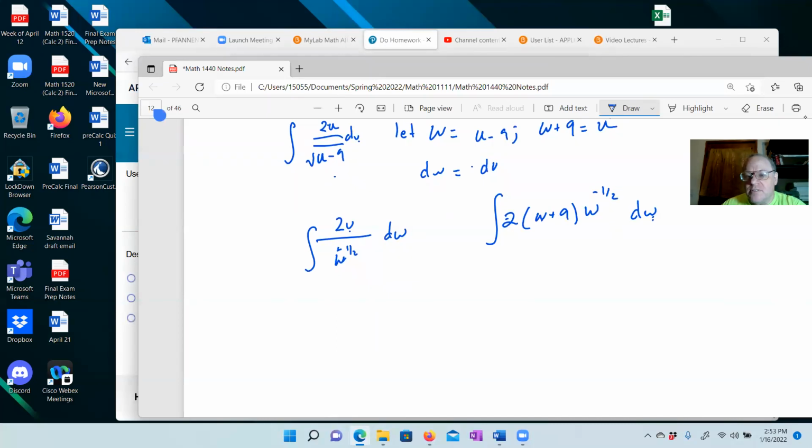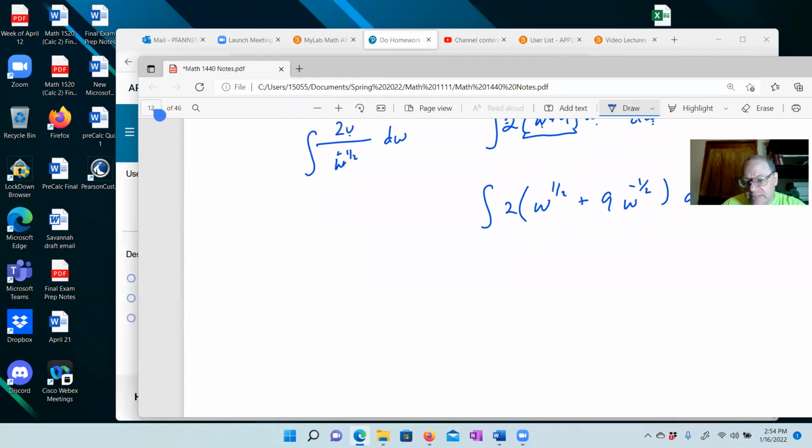Then I've got this. Now, since this is not all within a square root, right? We don't have a plus sign inside of a square root. We have just a term inside of a square root. We can multiply this. Okay, so this is going to be 2w. It's the same base, right? So what do we do when we have the same base? We add the exponents. So this is 1 minus 1/2. So this is w to the 1/2 power plus 9w to the negative 1/2. Notice that this exponent on the w plus 9 is just a 1. So we can multiply through like that. Okay, and then we have dw.